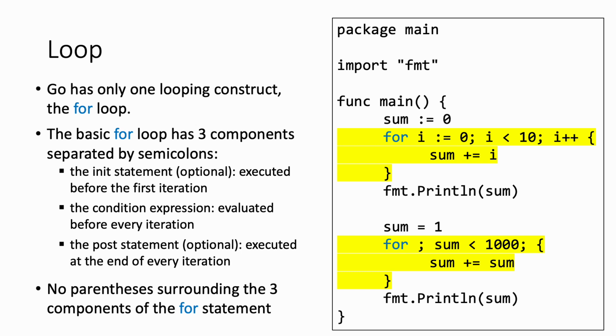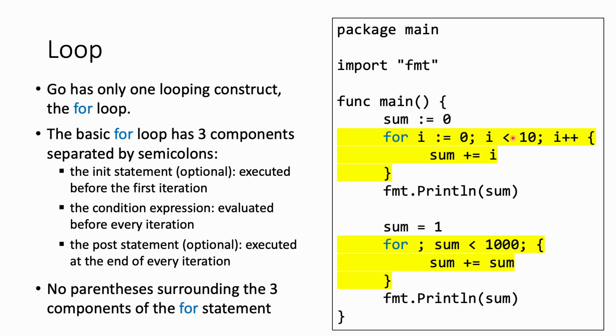The basic for loop in Go has three components separated by semicolons. The first component is the init statement. The init statement will often be a short variable declaration, and the variables declared in this init statement are visible only in the scope of the for statement. So this init statement is executed before the first iteration of the loop.